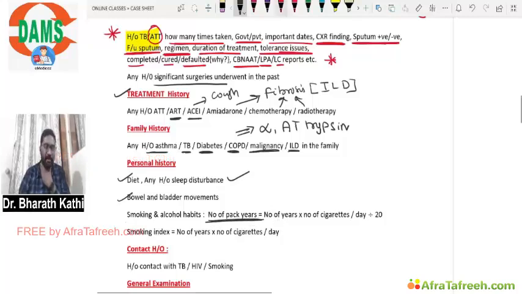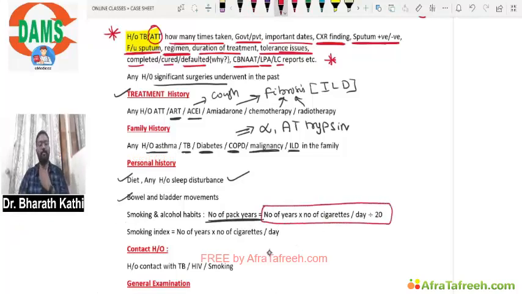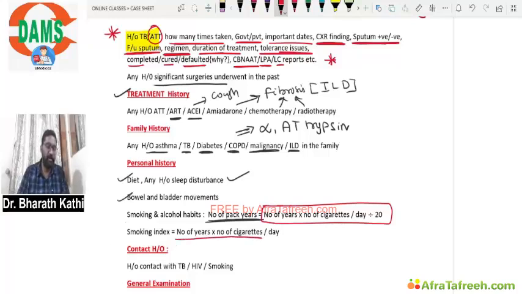So number of pack years, this is the standard formula: number of years into number of cigarettes per day divided by 20. For BD there is no standard calculation. A few books mention dividing by 10, but there is no proper BD index. Then smoking index is equal to number of years into number of cigarettes per day.